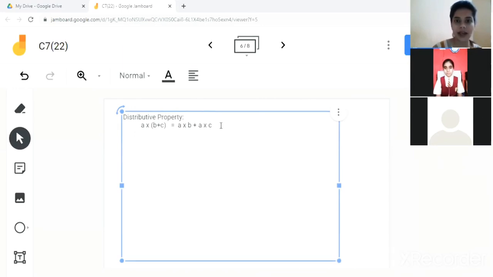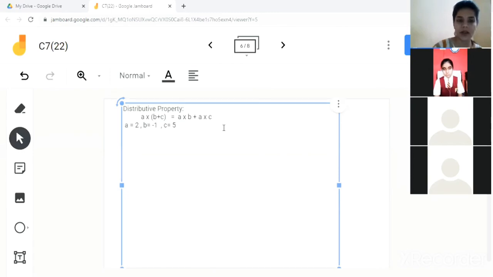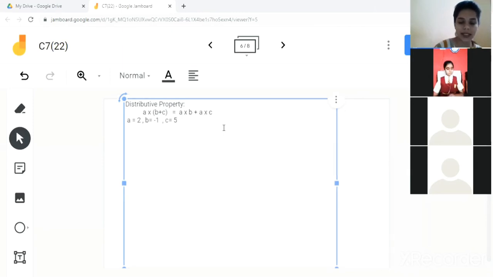Suppose I am taking three numbers like a equals 2, b equals -1, and c equals 5. So if we are putting in the LHS, left hand side, LHS means left hand side. Okay, so left hand side is what? a multiplied by (b + c).